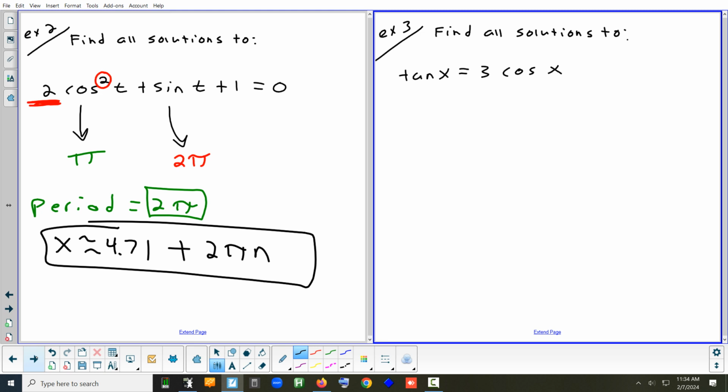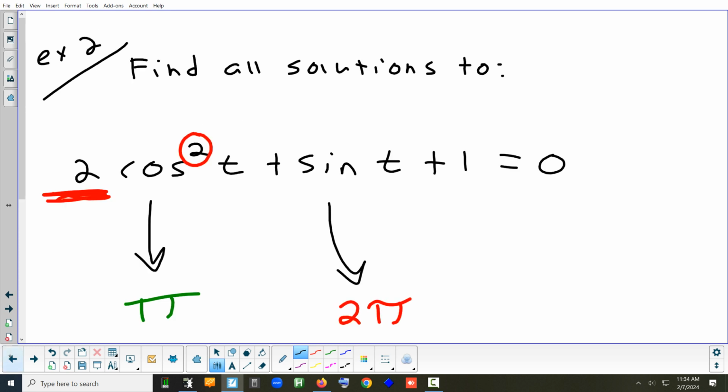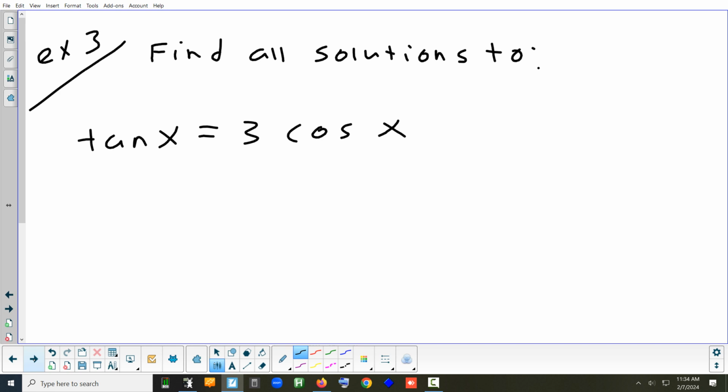All right, let's look at this one. Let's treat it like we did the last one. We were solving for 0 in the last one. How could I get this equal to 0?